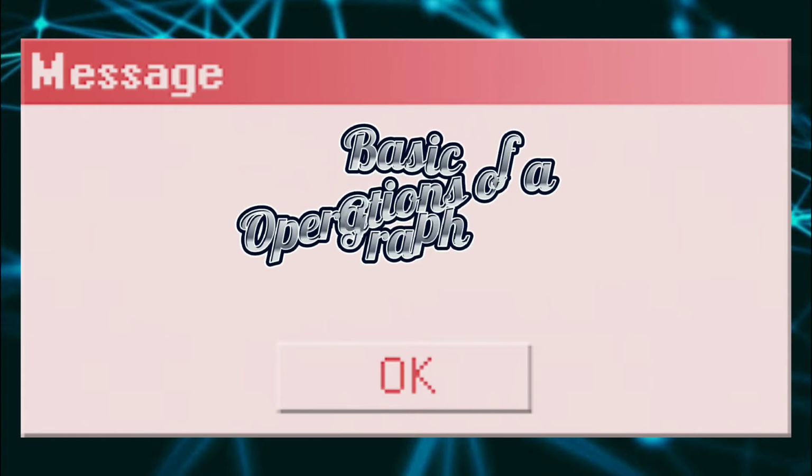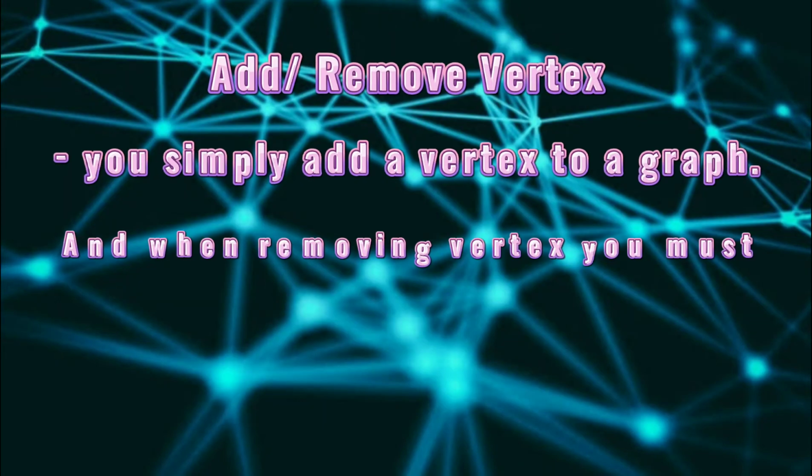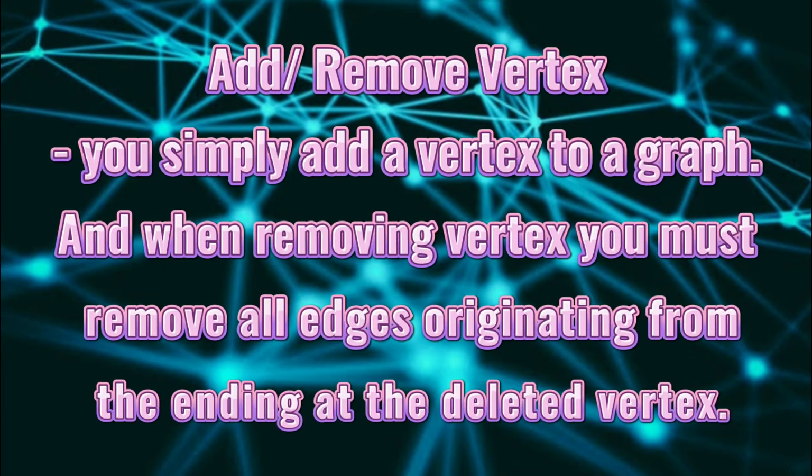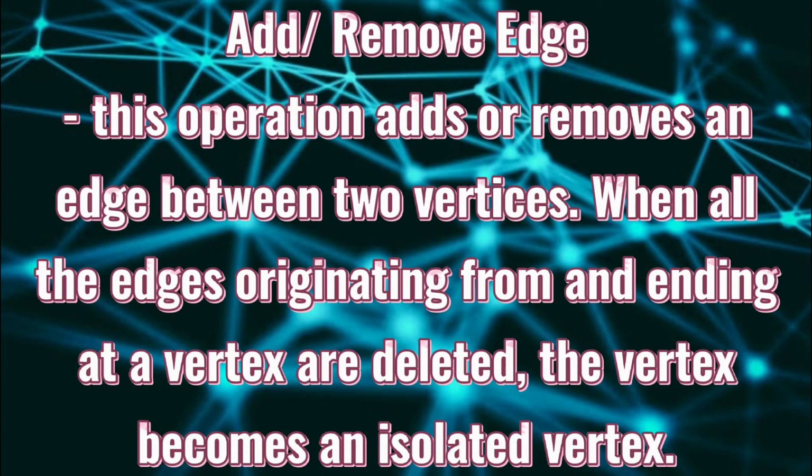And to continue, here are the basic operations of a graph. When you want to add or remove a vertex, you simply add a vertex to a graph, and when removing a vertex, you must remove all the edges originating from and ending at the deleted vertex. Add or remove an edge: this operation adds or removes an edge between two vertices. When all the edges originating from and ending at a vertex are deleted, the vertex becomes an isolated vertex.